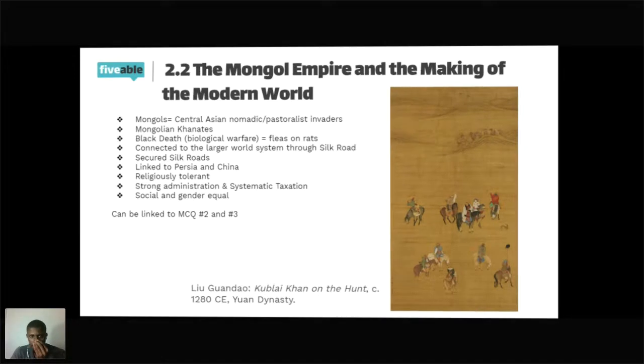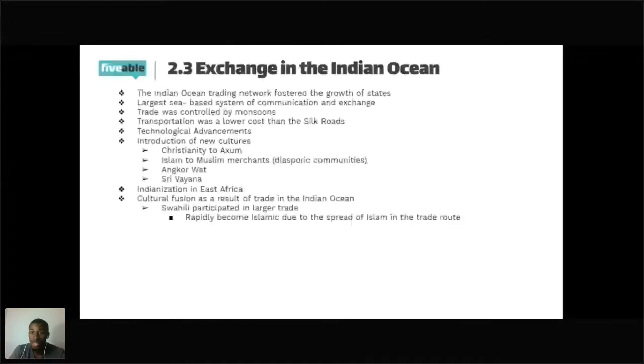Next we have the exchange in the Indian Ocean. This was reviewed by Patrick Lasseter, and just going off the Indian Ocean Trade Network, this was one of the largest sea-based networks ever known in history. Well, not comparing it to today, in that time period, I should say.